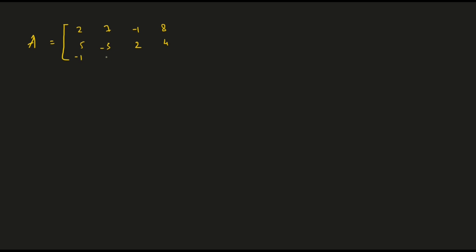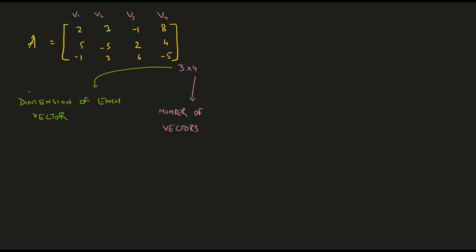And not a square matrix, but a rectangular one like this here. First of all, notice that the order of the matrix is 3 by 4. The 4 here represents the number of column vectors v1, v2, v3 and v4. The number 3 represents the dimension of the space in which each vector exists.